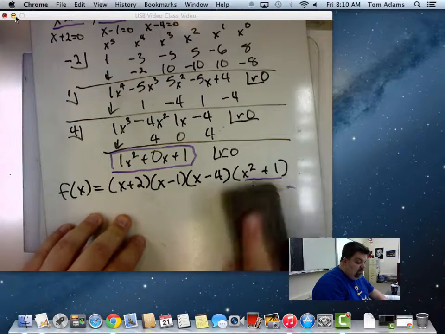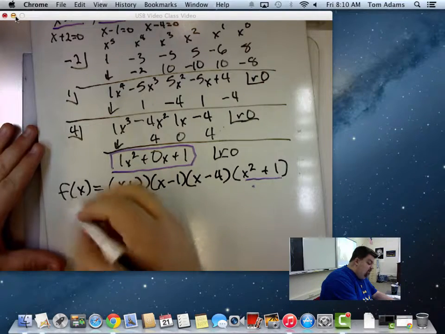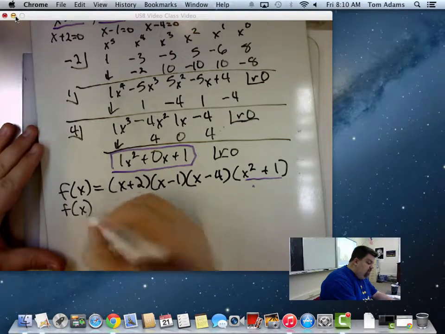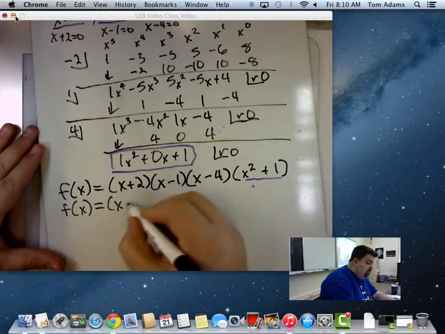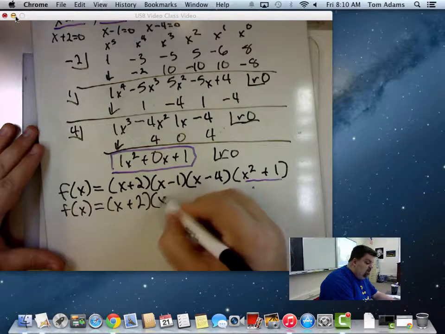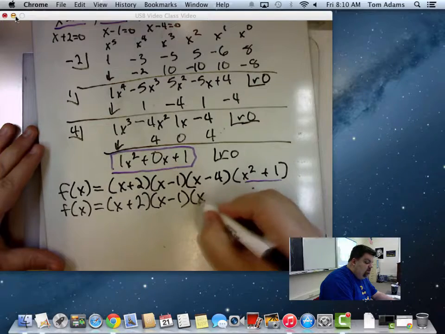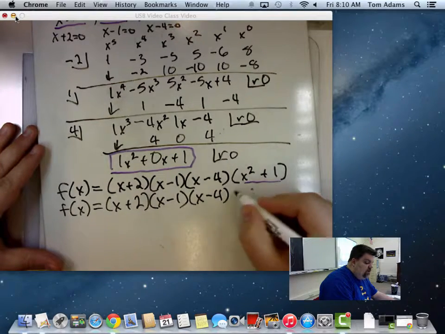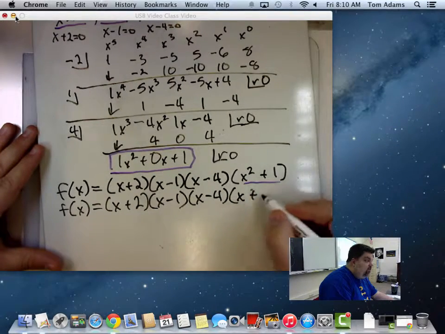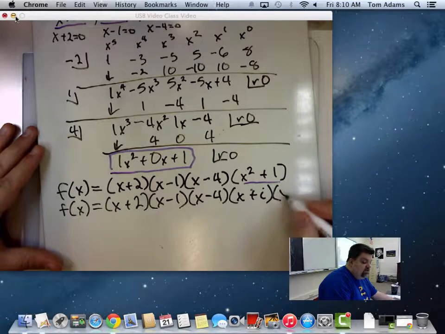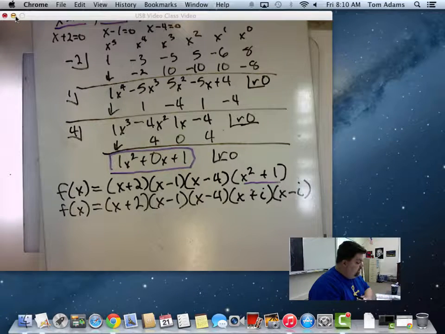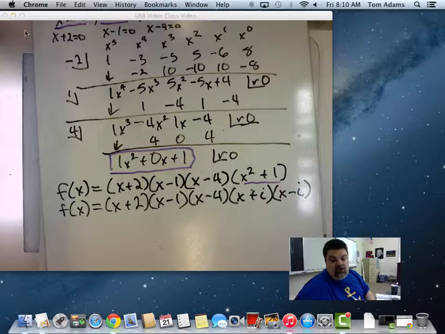Well, what that means is f of x, completely factored, complex and real zeros, is x plus 2 times x minus 1 times x minus 4 times x plus, what do I put here? i, very good, and times x minus i. Do you guys see what we did there? That's it. That's all we have to do. Does anybody have any questions on that?